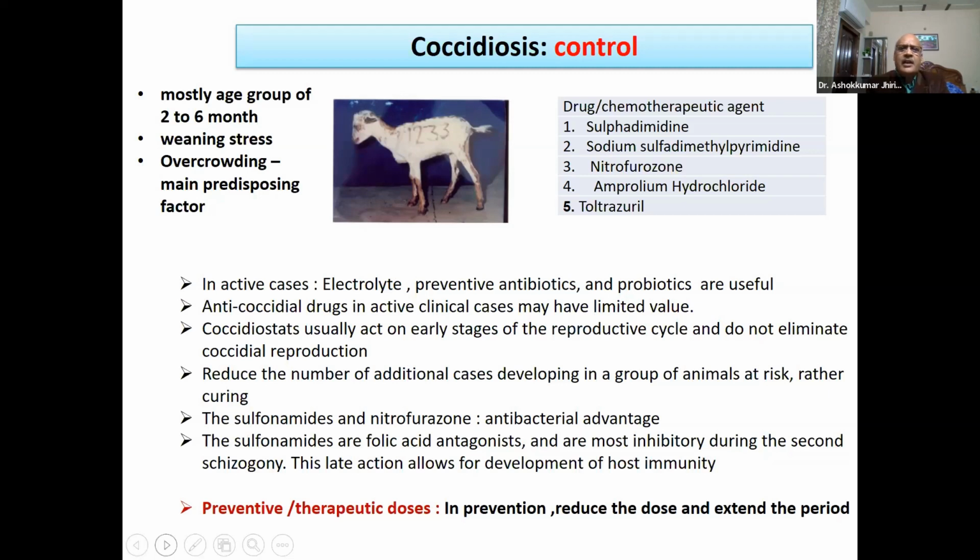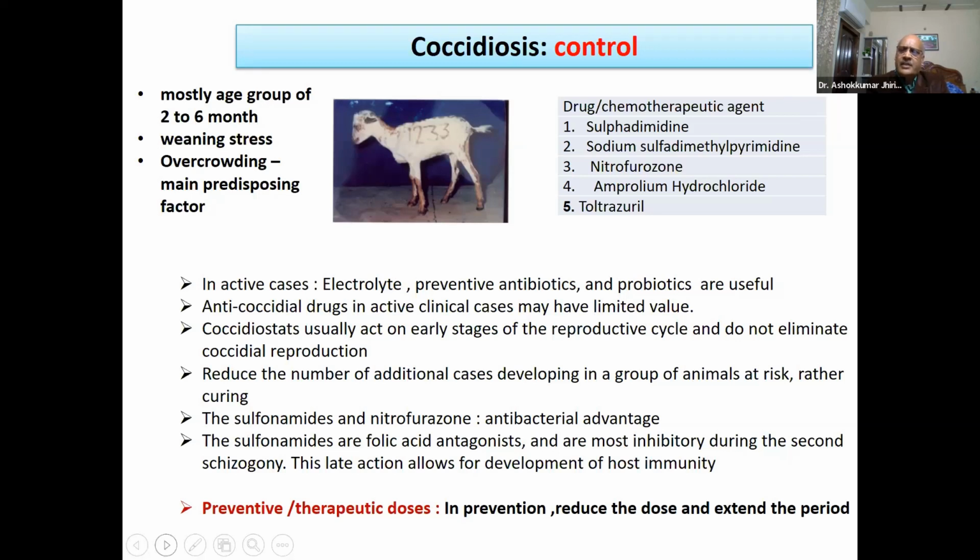The anticoccidials mainly act in the active phase of life and have limited value. Whatever anticoccidial you are using, they are coccidiostat in nature, and they act over the early stage of the reproductive life cycle. Early stage of the reproductive life cycle means when the animal is ingesting the oocyst, it is causing the different stages of schizogony, first stage, second stage, and then it goes to merogony to develop an oocyst. So if you are using the coccidiostat in the active phase of life, you are minimizing the number of additional cases. And a number of drugs are used.